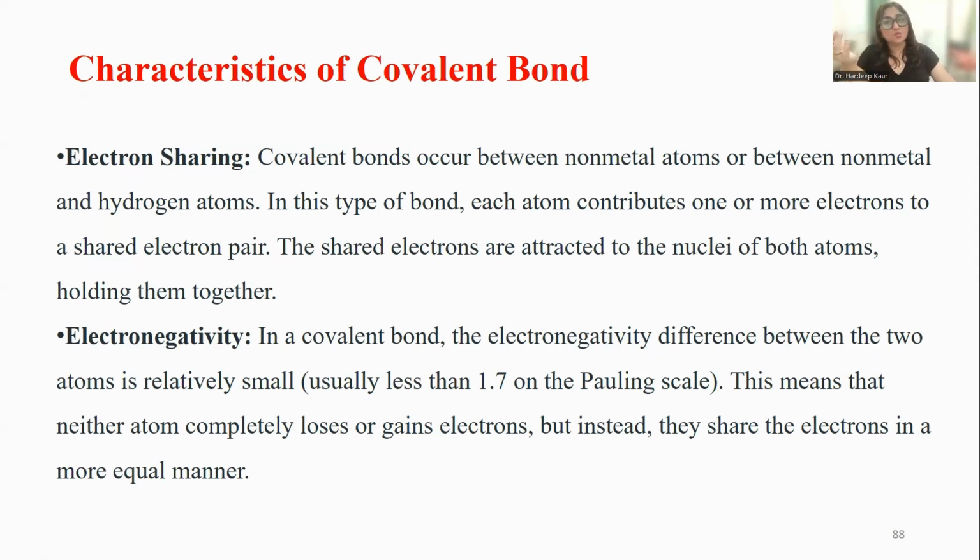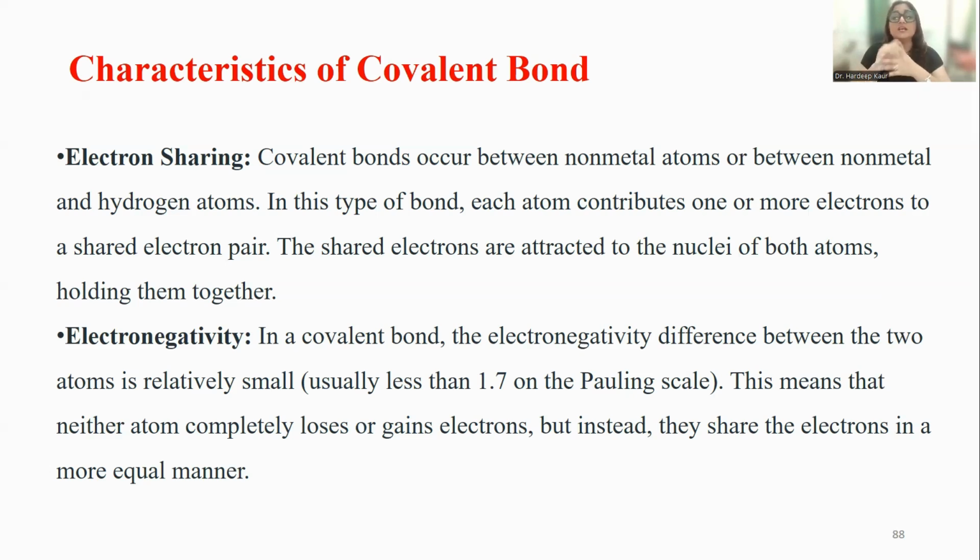Non-metal atoms, or between a non-metal and a hydrogen atom. So electron sharing is there. In this type of bond, what will happen? Each atom contributes one or more electrons to the shared pair of electrons. It is like sharing money: if somebody is going for a pizza, they share the money and have the pizza. Both of them are getting stability.